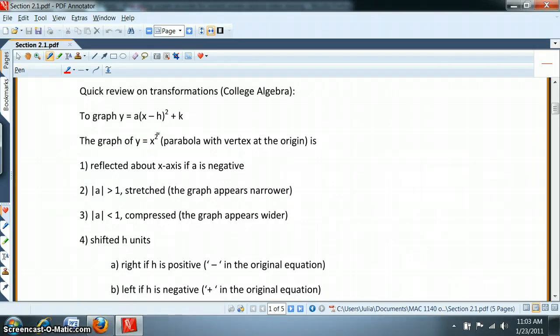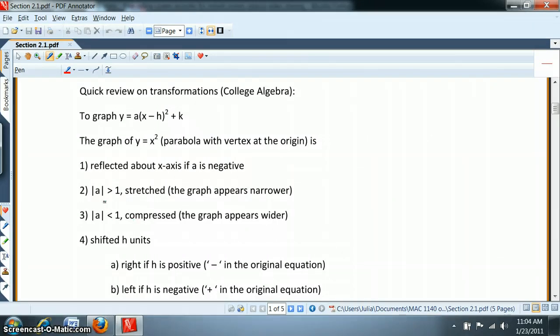One is, let's first figure out what's the sign of a. If a is negative, then we have something that's called reflection, which means the parabola will be upside down compared to the regular y equals x squared. Now, if a is positive, then it's facing up and there is no reflection.